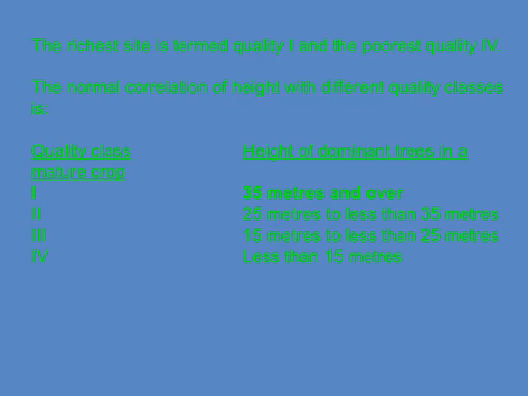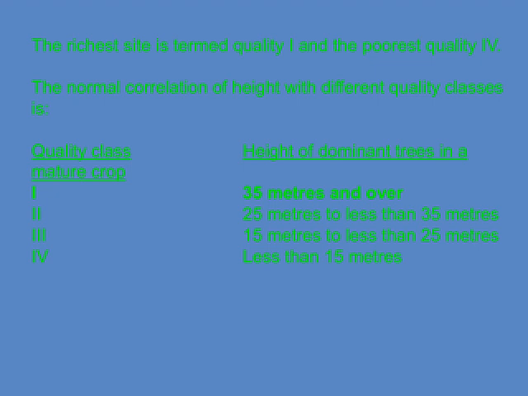Now, when we look at how tree height correlates with these quality classes, there's a clear pattern. For example, quality class I, which is the highest, features dominant trees that are 35 meters or taller. Moving down to class II, the trees are between 25 and just under 35 meters. For class III, we're talking about trees that are between 15 and just under 25 meters. And finally, in class IV, the trees are less than 15 meters tall.